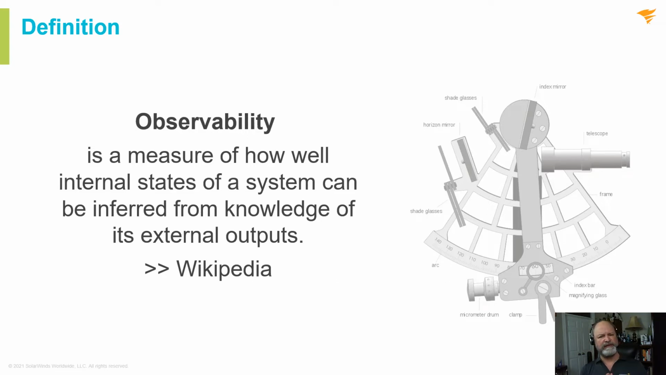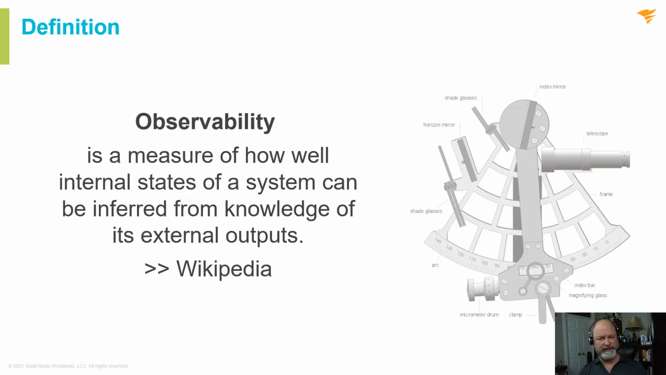So observability is a measure of how well the internal states and conditions of a system can be inferred from knowledge of its external outputs. That's the definition. And so monitoring is kind of this older-fashioned, let's say something like a sextant, whereas now we have GPS, right? That's what observability is.